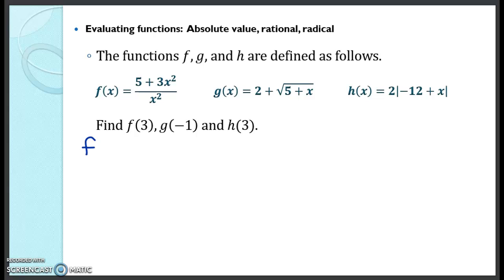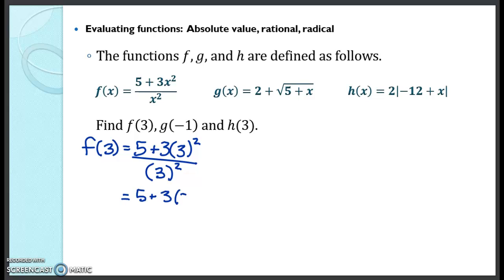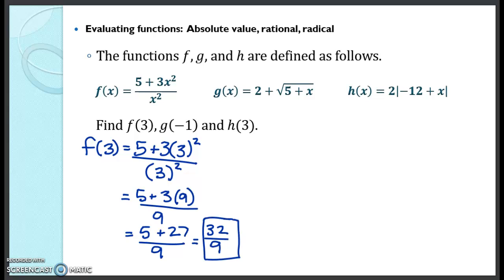When we find f of 3, plug in 3 everywhere you see x. So we're going to get 5 plus 3, x squared. X becomes 3 over x squared. So this is going to be 5 plus 3 times 9 over 9, which is 5 plus 27 over 9. 27 plus 5 is 32 over 9. So our answer, f of 3, is 32/9.